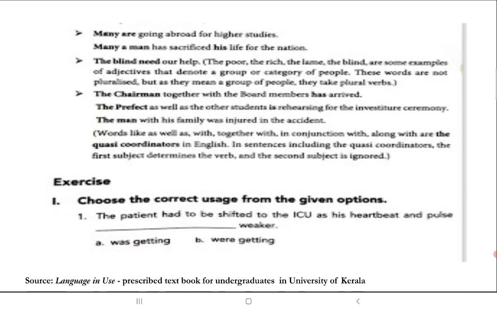Next example, many are going abroad for higher studies. Similarly, many a man has sacrificed his life for the nation. And next, the blind need our help.